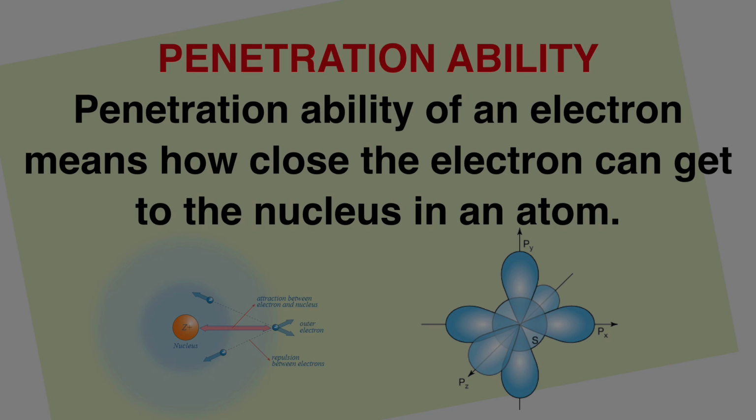Before going ahead, we have to understand one more term, that is penetration ability. Penetration ability of an electron in an atom means how close that electron can get to the nucleus in the atom. Lesser the distance of the electron from the nucleus, more will be its penetration ability, and more the distance from the nucleus, lesser will be the penetration ability. To compare ionization energies of boron and beryllium, we have to use the penetration ability concept.